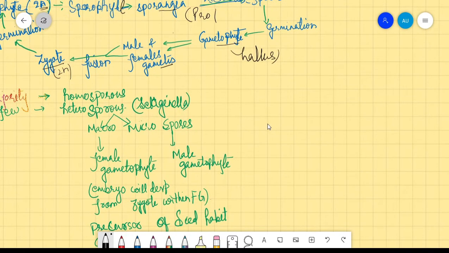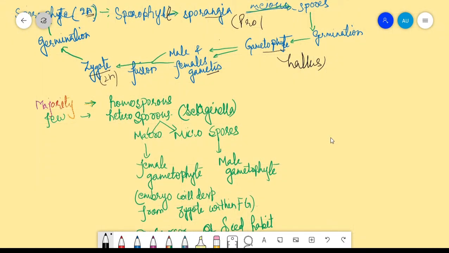Most of the pteridophytes are homosporous.